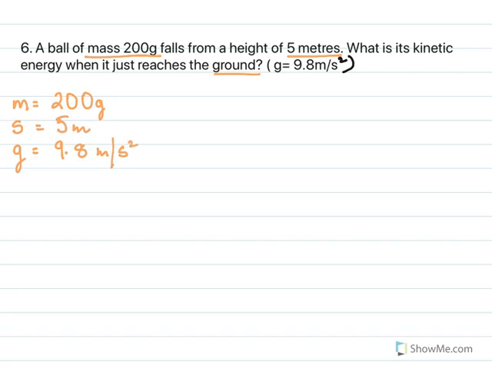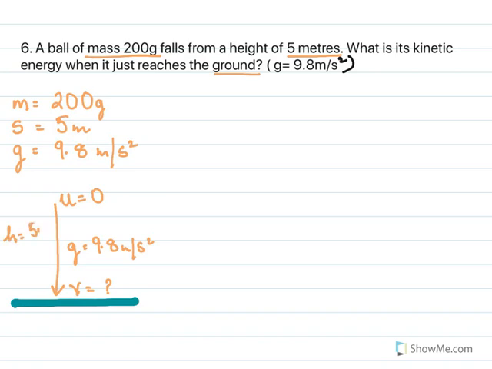Let us understand the situation. So here we have the ground, and here is an object just falling. This is a falling object. So the u is 0. We need to find the v. This is our question. And the g is 9.8 meter per second square. The height or the distance is 5 meter. So we will use the equation of motion v square equal to u square plus 2as.